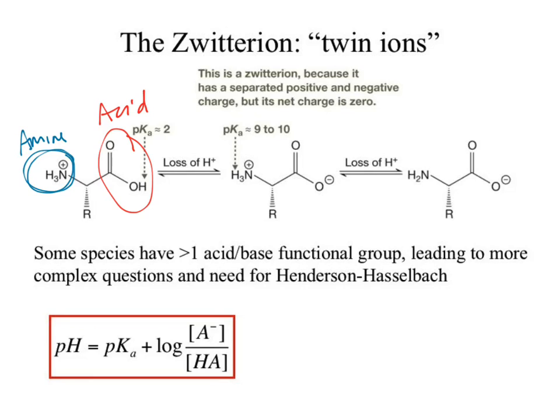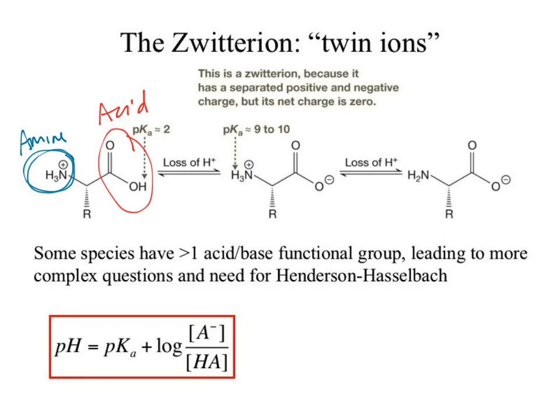So, some species will have more than one acid or base functional group. Amino acids are characteristic of this. They have the amine, which is typically a base, and they have the acid, which is, well, typically an acid. So how do we decide the protonation state? Well, the protonation state is going to be dictated based on the pH of the solution. This is why biochemistry really, really cares about pKa's and pHs and all that fun stuff.